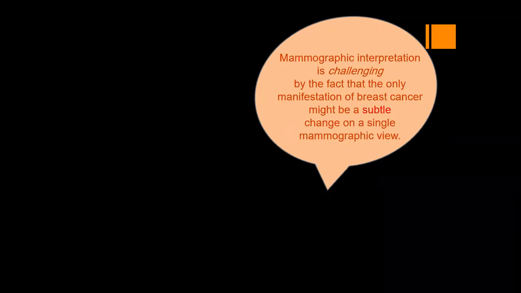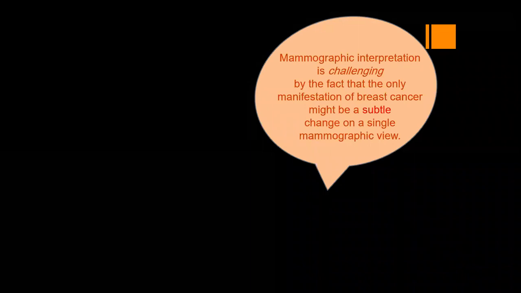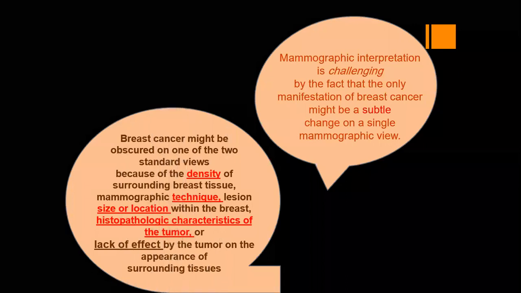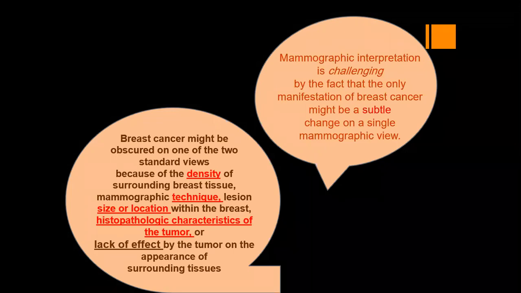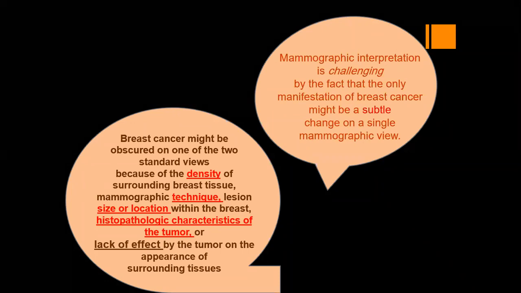Mammographic interpretation is challenging by the fact that the only manifestation of breast cancer might be a subtle change on a single view. And the breast cancer might be obscured, as you know, by the density, or related to technique, or the size of the lesion, or location of the lesion, or the histopathologic characteristics of the malignant tumor itself. There are many factors we'll discuss in the pitfalls of mammography.